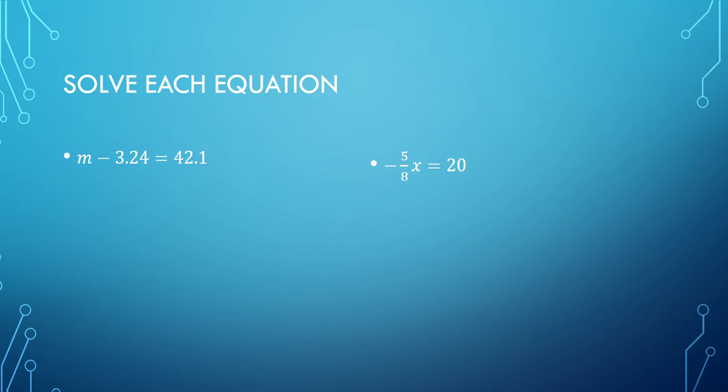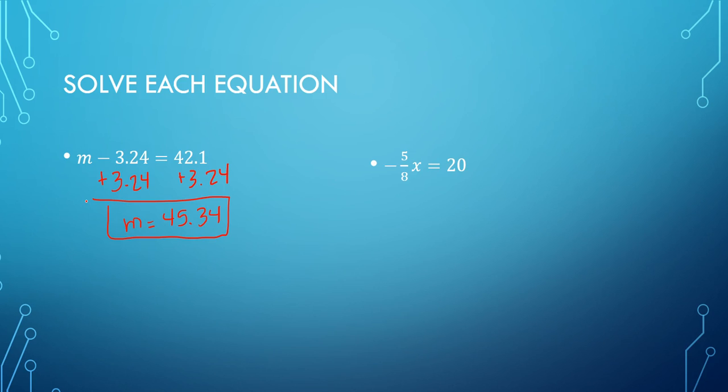Alright, so solving equations. Remember, we use inverse operations to solve equations. So on this first one, we have m minus 3.24 equals 42.1. So remember, to get rid of the minus, we're going to add 3.24 to both sides of my equation. And 42.1 plus 3.24 is 45.34. So m equals 45.34.